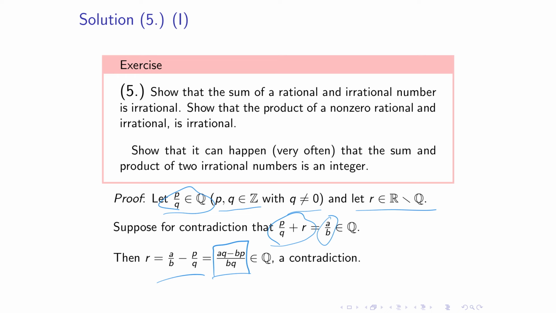How do I know that it's a rational number? Well, certainly the numerator is made up of nothing but integers. And the denominator, well, we knew that q was non-zero. We also knew that b was non-zero. Therefore, when you take the product b times q, you get a non-zero integer, and that makes this a rational number. So since this is a rational number, but we assumed that r was not rational, we have a contradiction, and that part of the proof is complete.